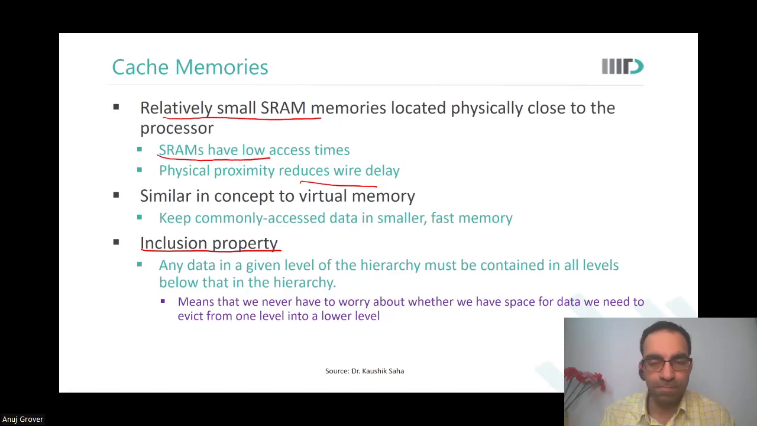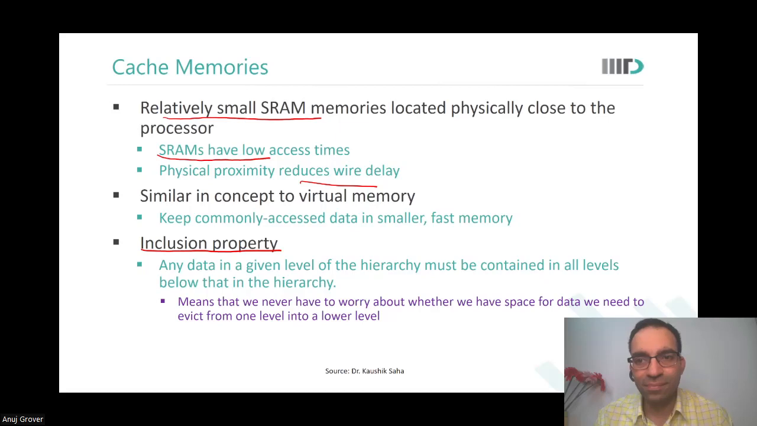Sir, if it is a miss in the L1 cache and I have to bring it from the DRAM, will I bring it directly from DRAM to L1, or through L3, L2 and L1 in the hierarchy? Yeah, that we will come to. We have not yet talked about misses. We'll talk about hits and misses in just a little while. Any questions on what I have said so far?